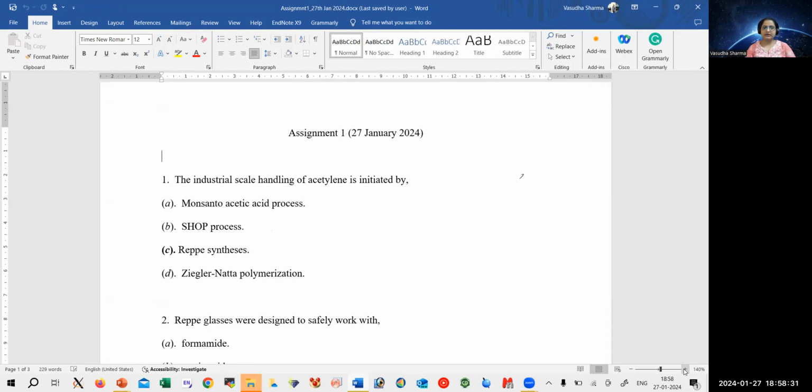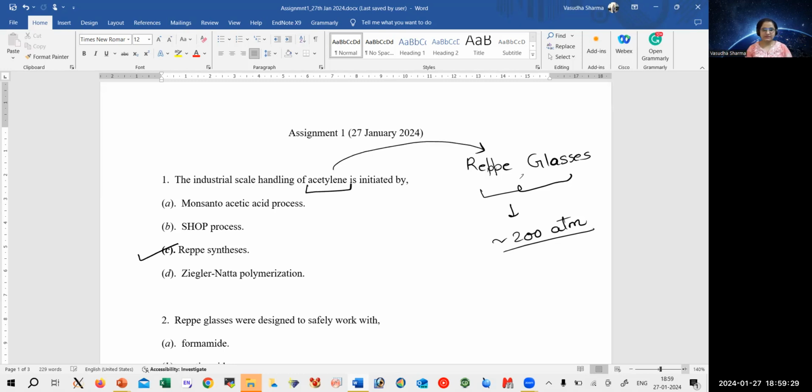So the first question says, the industrial scale handling of acetylene is initiated by. As we know, the whole week one lecture was about the synthesis and the handling of the acetylene molecule. They took the initiative to come up with a conventional method to handle acetylene, which is very difficult to handle if the pressure goes up to 200 atmospheres or so. They came up with Reppe glasses, which can be used to handle pressures up to 200 atmospheres. Out of all those options, the Monsanto acetic acid process is the acetic acid formation. Reppe synthesis is about acetylene, how we use it. Ligand is the polymerization reaction. So the answer is C, where we know that acetylene is related to the Reppe synthesis.